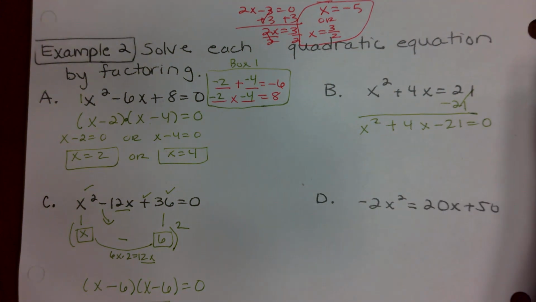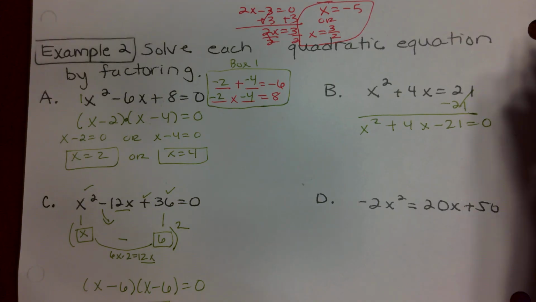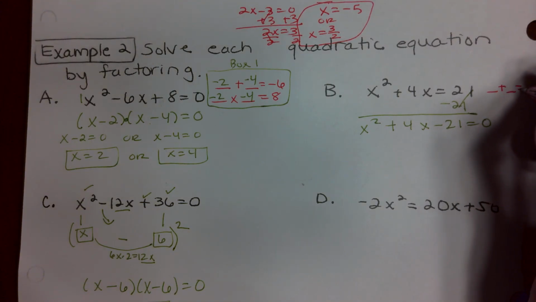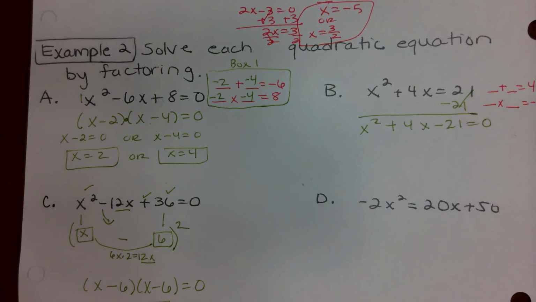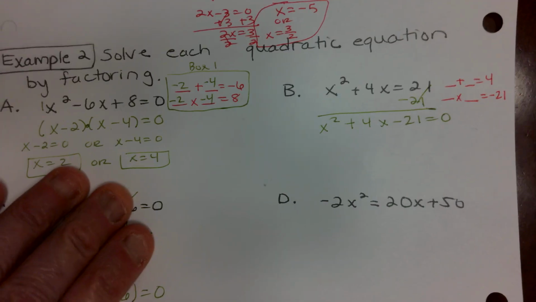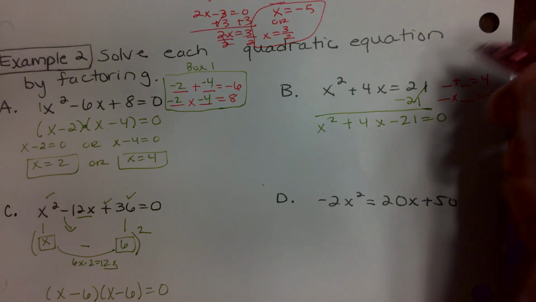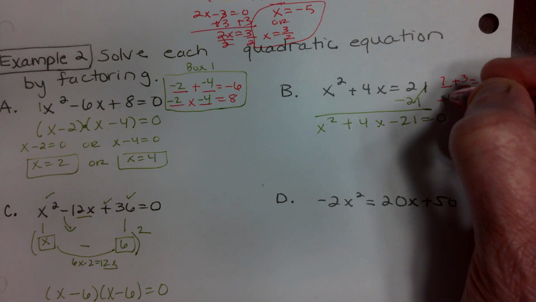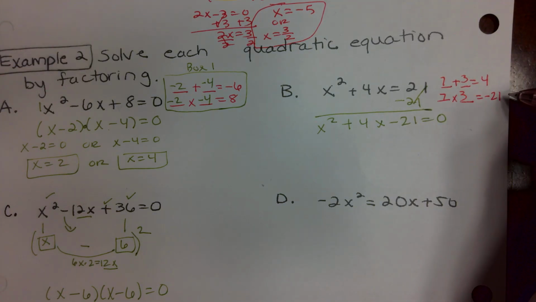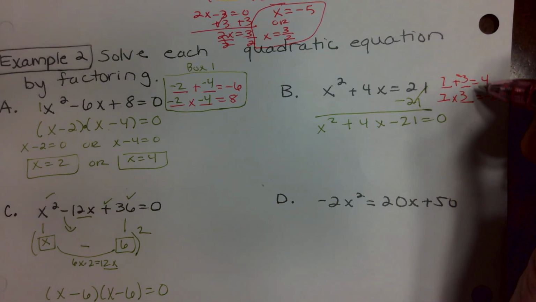I'm going to try box 1. What plus what equals 4? What times what equals -21? On the screen would be helpful. What is that? 7 and 3, and it's got to be negative.